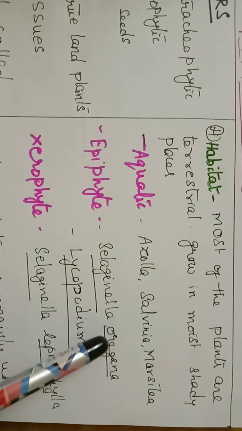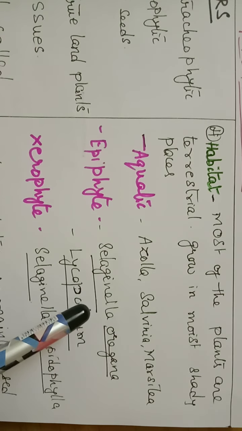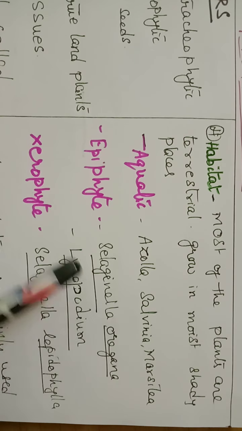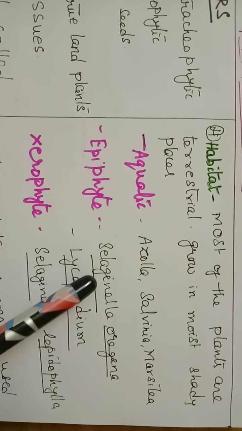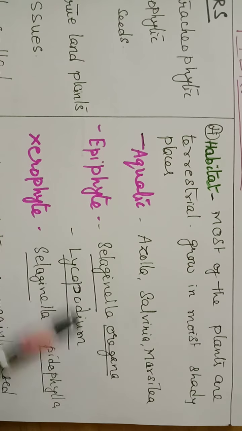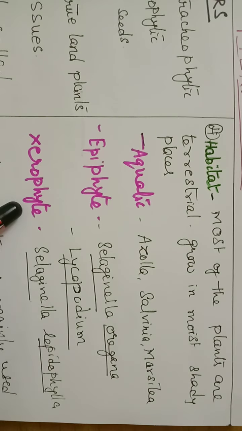Epiphytes are the plants which grow on other plants, sometimes for food, or sometimes only for shelter. There are different types of epiphytes. Here these plants grow only for shelter. Selaginella oregana is one example. Lycopodium is another example. There are some xerophytic species also, like Selaginella lepidophylla.